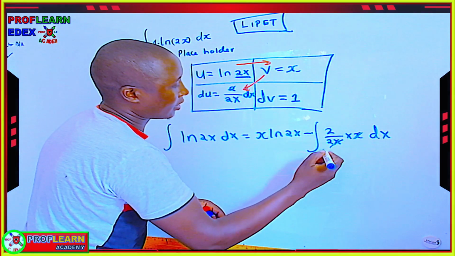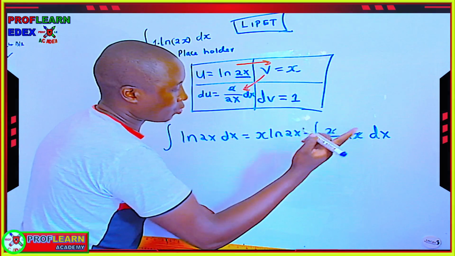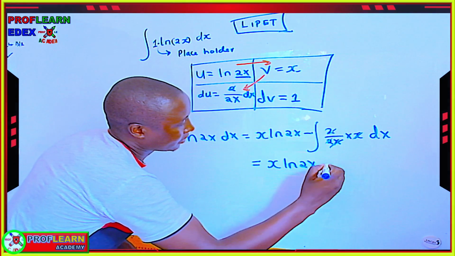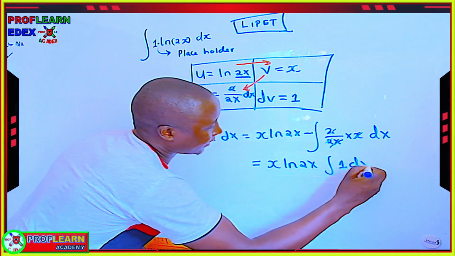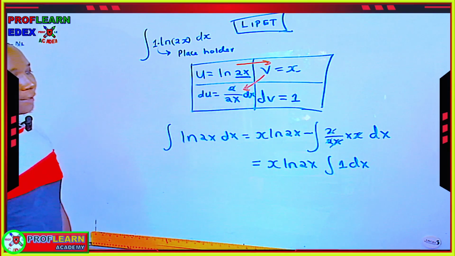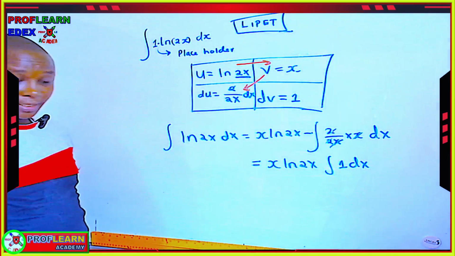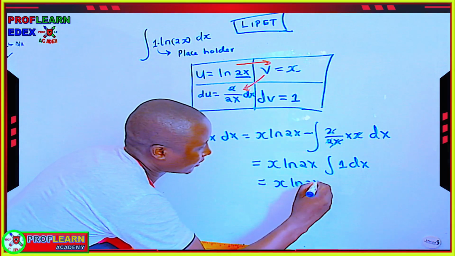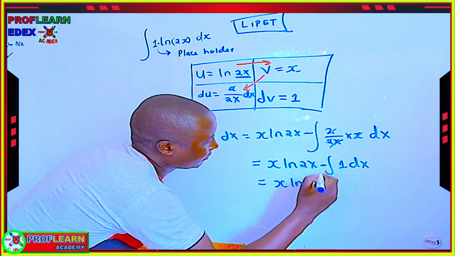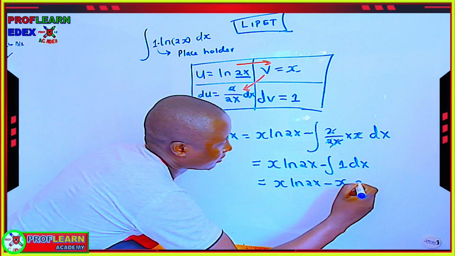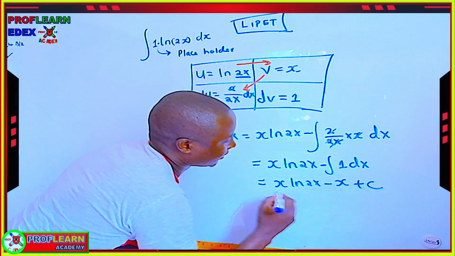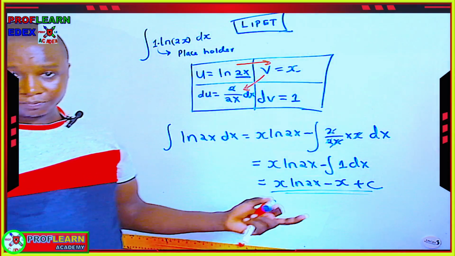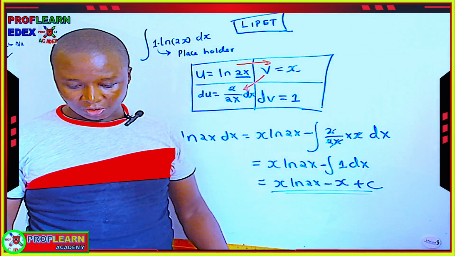x and x will cancel out. This and this will be 1. So this becomes x ln of 2x minus the integral of 1 dx. Okay, integrating 1, what do you get? You're going to get x. So it will be x ln of 2x minus x, then we shall say plus c. And this becomes the final answer for that particular question.